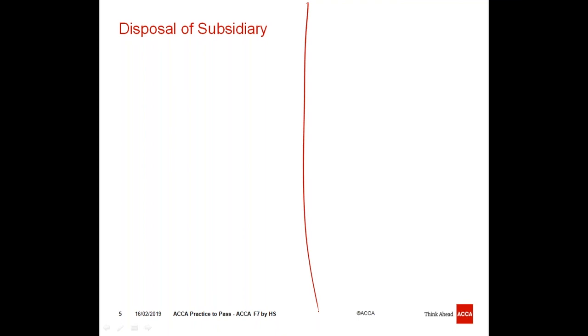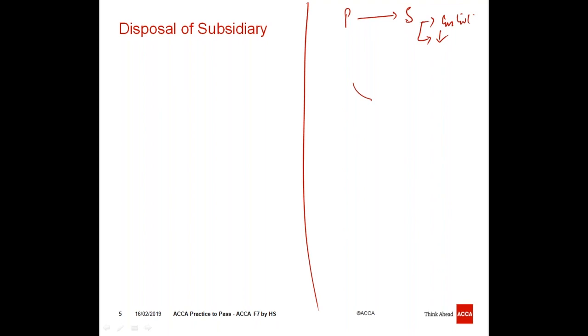So let's start from the disposal of subsidiary. When the parent company has sold its shares in the subsidiary company, there are some cases in which the parent company has lost its control, and there are some situations in which the parent company has not lost control, but its percentage has decreased significantly. Like if previously I had 90% shares, and after the disposal of my shares I now have 70% shares. So the subsidiary is still a subsidiary, but my stake in the subsidiary has reduced.